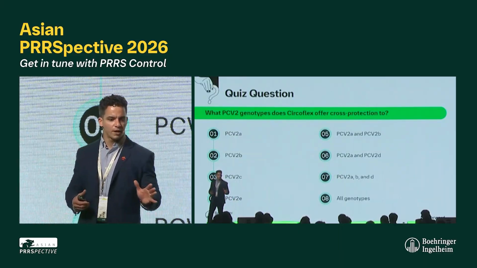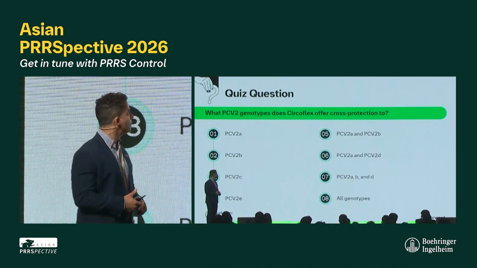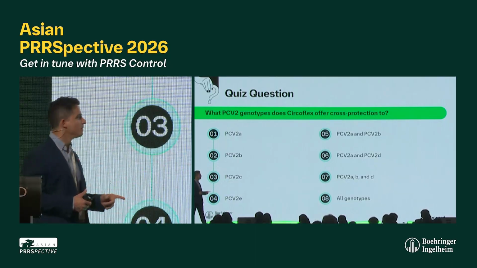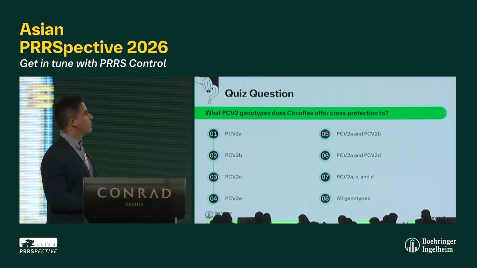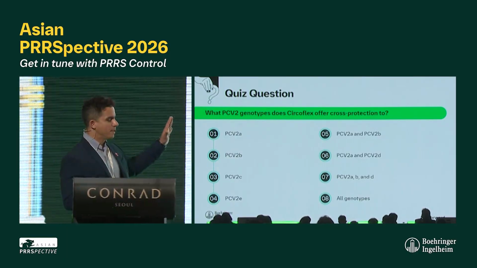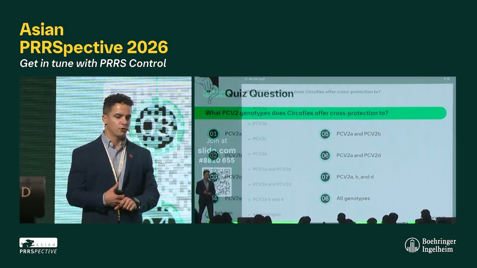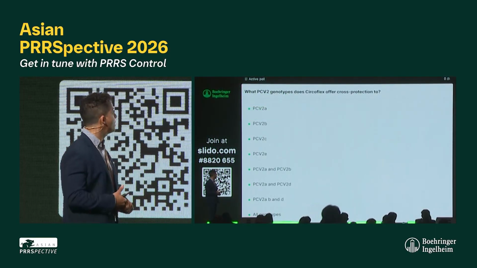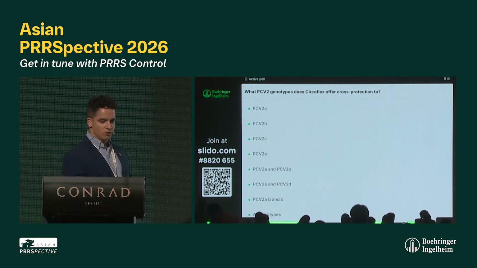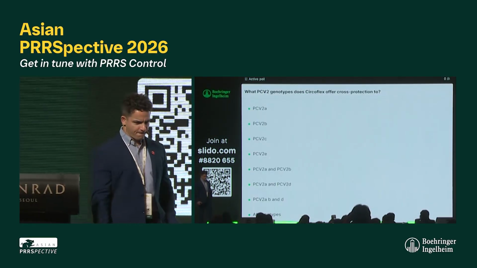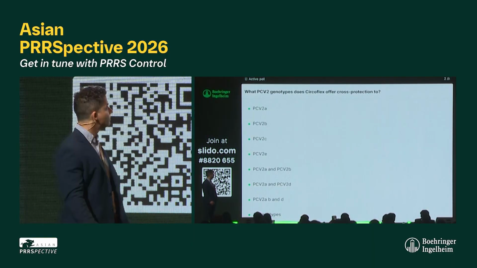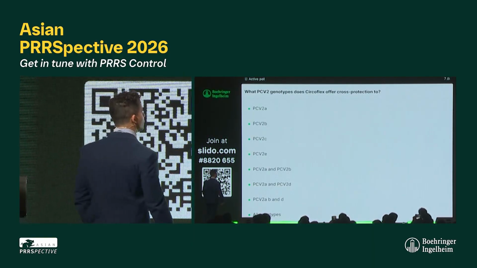So one question that I have for you here, is this going to be on the Slido as well, or can they access that there? Yes. So if you can answer that question: what do you think are the PCV2 genotypes that the Circoflex vaccine offers cross-protection to? You have some options in there. Let me know what you think.